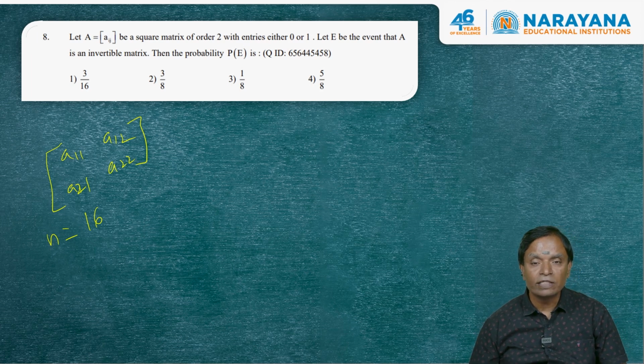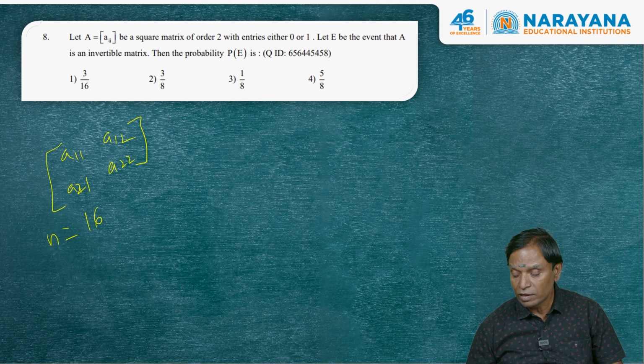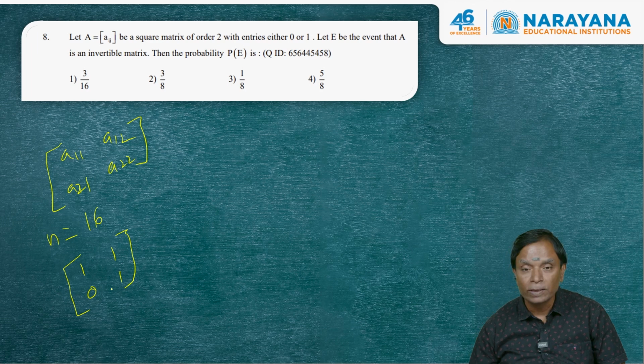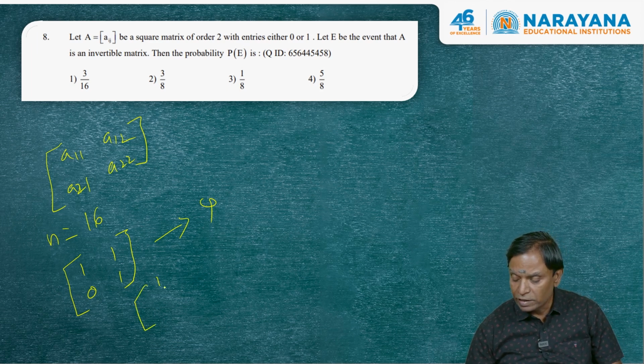Your favorable cases will be the cases wherein the matrix must be non-singular. So I look at one case wherein 1 1 0 1. This is a non-singular matrix. So by interchanging the elements, totally you will have 4 cases here. Another case is 1 0 0 1.